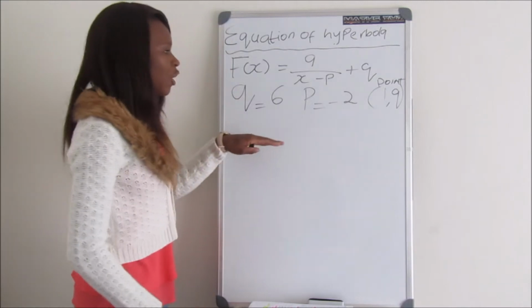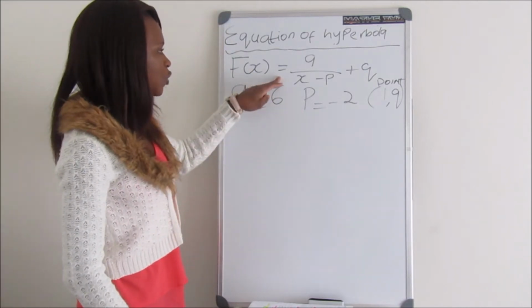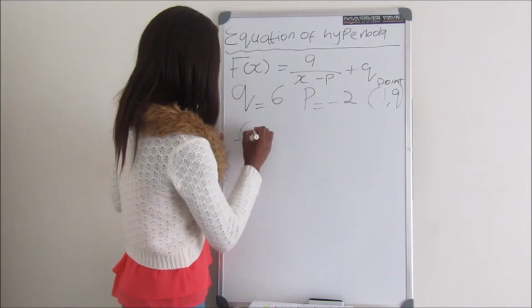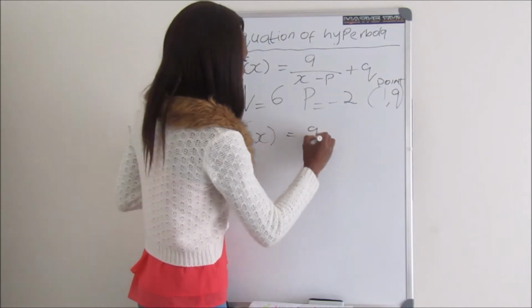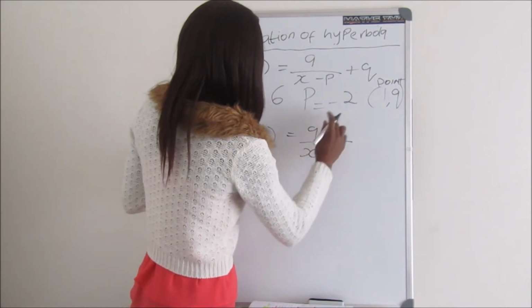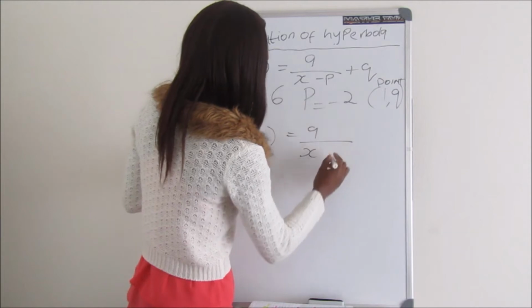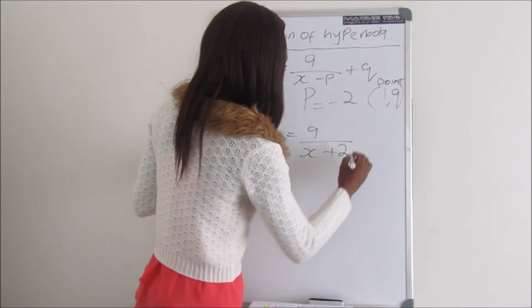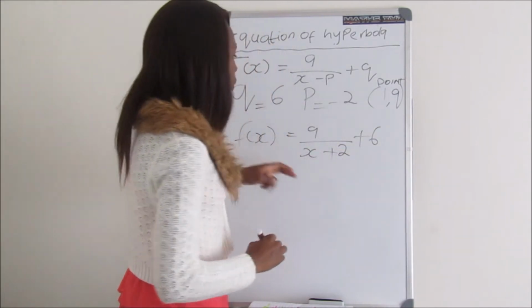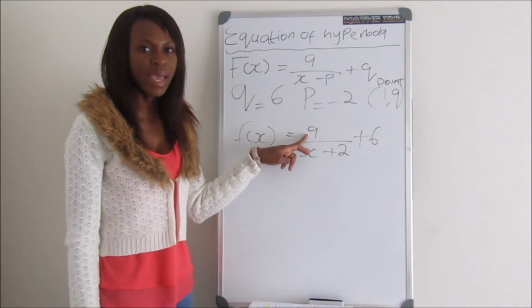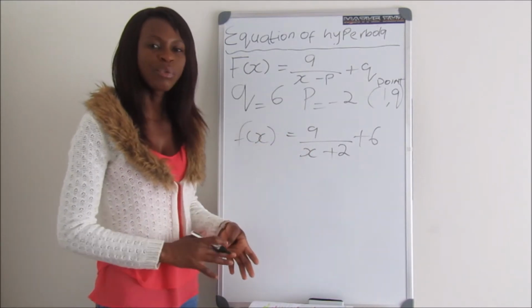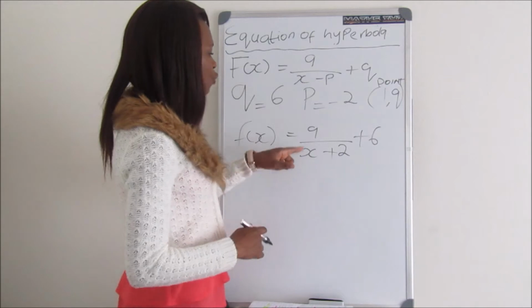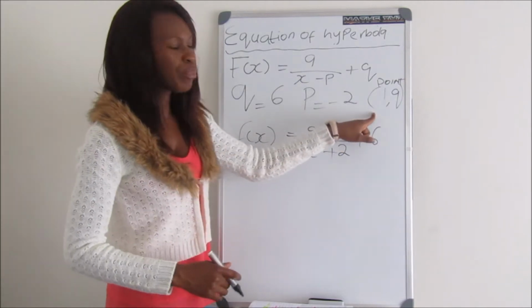And then from here we substitute the asymptotes into the equation, which gives f(x) = a divided by (x + 2) plus 6, since our vertical asymptote is -2. Now we are left with one unknown, which is a, the constant which determines in which quadrant the graph will lie. Then to find the value of a, we use the other point on the graph.